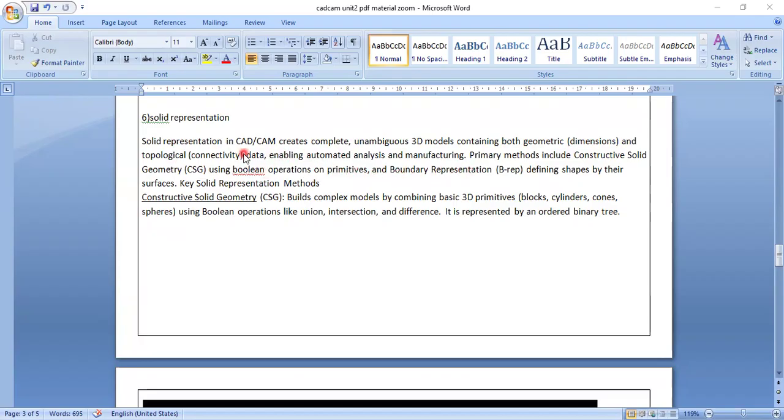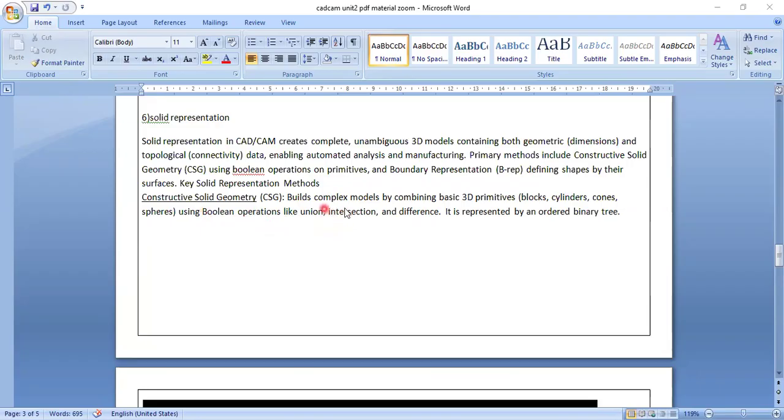So this is giving you geometry, meaning dimensions, and also topology, connectivity data, enabling automation analysis. So everything is made automated in manufacturing. The primary methods include CSG using Boolean operations. Here you are going to use some Boolean operations on the primitives. Primitives means figures given to you, 3D figures. And boundary representation, defining shapes by their surfaces also.